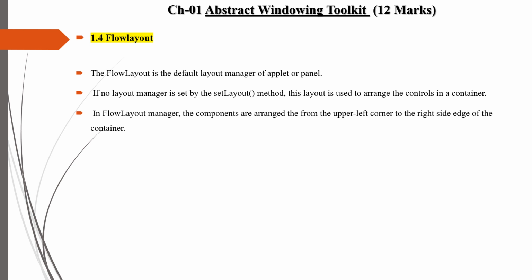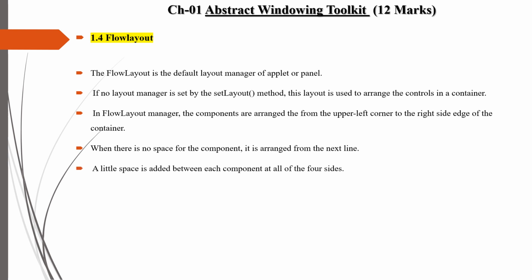In flow layout manager, the components are arranged from the upper left corner to the right side edge of the container. When there is no space for a component, it is arranged from the next line. A little space is added between each component on all 4 sides. Next, we see the constructors of flow layout. The first constructor is the default constructor which does not have any parameter. The second constructor is FlowLayout, which has one parameter, alignment.